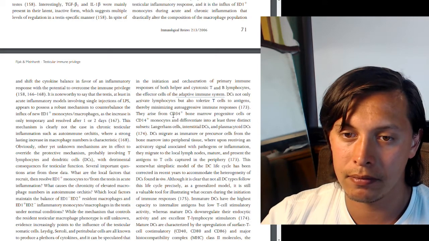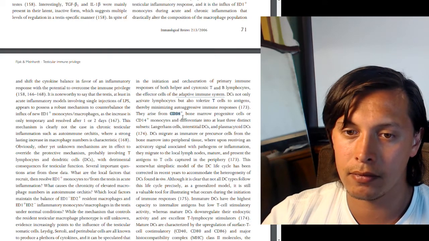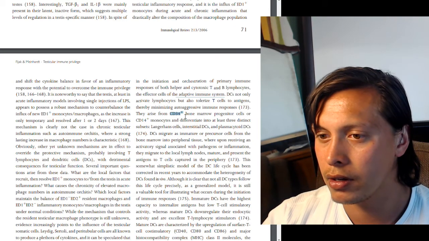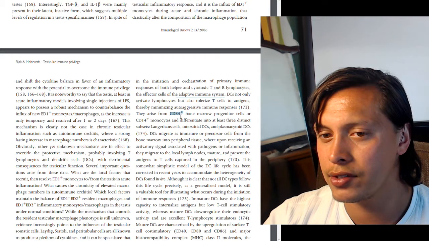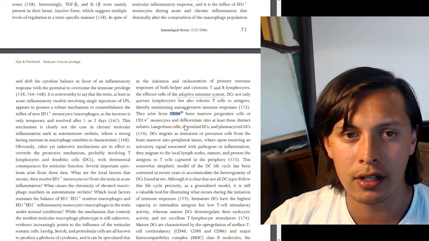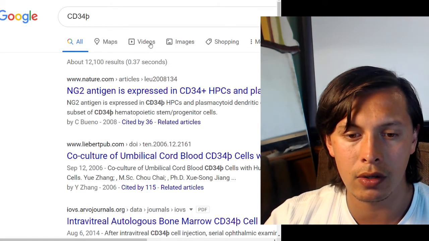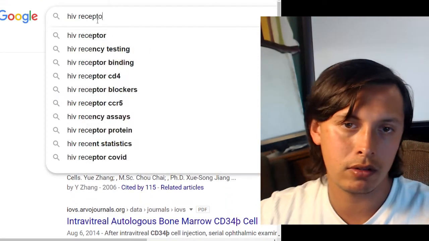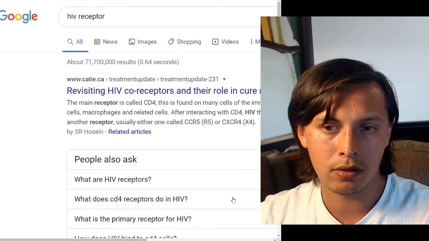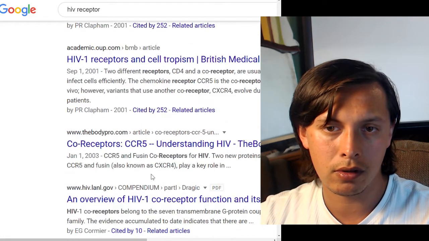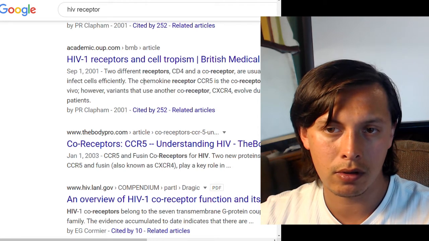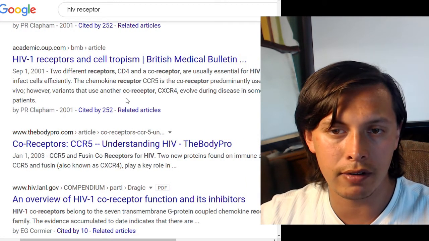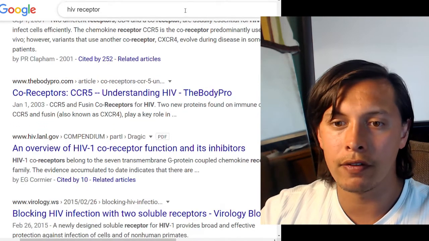So in the bone marrow, I think, is this the receptor that HIV goes into? HIV receptor. Oh, it's a CD4 receptor. Okay, never mind. Sorry, false alarm.